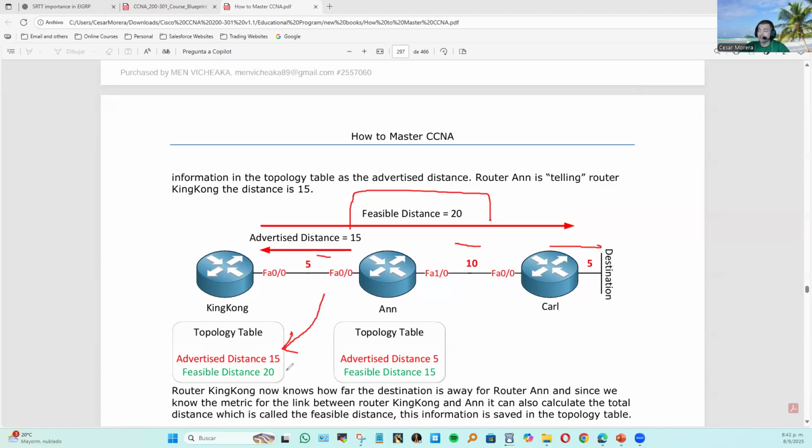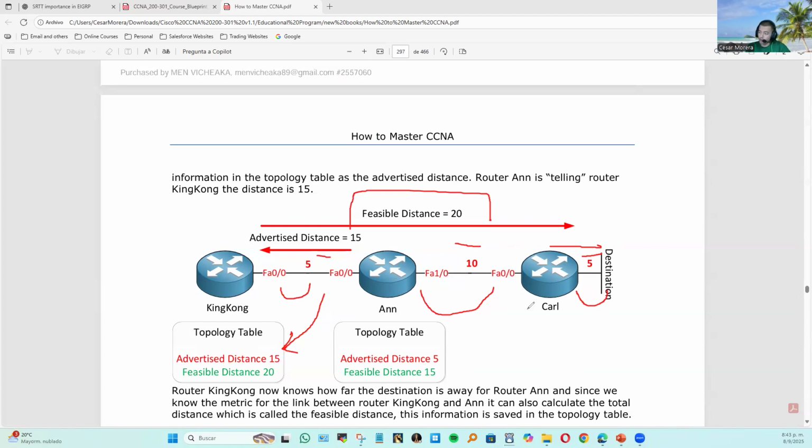So we have an advertised distance of 15 because we are counting these two hops to the destination. But now we have a feasible distance of 20 because we are counting everything here. 5 plus 10 plus 5 is actually 20. The first one was only what it cost us to get to Carl, which was only 5. And to get to Ann, we are counting 5 plus 10, which is 15, the feasible distance.